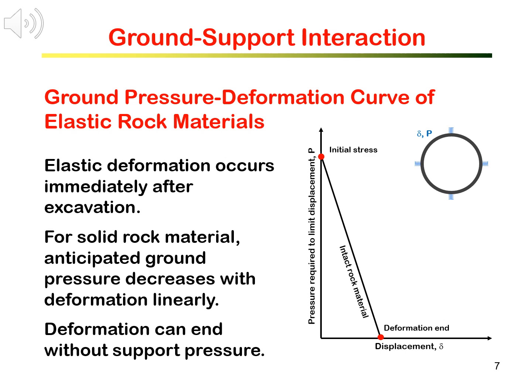The linear relationship between the anticipated ground pressure acting on the support with change of deformation is shown here. On the y-axis, we use the term pressure required to limit displacement. It is the anticipated support pressure to stop deformation, which equals the anticipated ground pressure acting on the support if the support were installed.